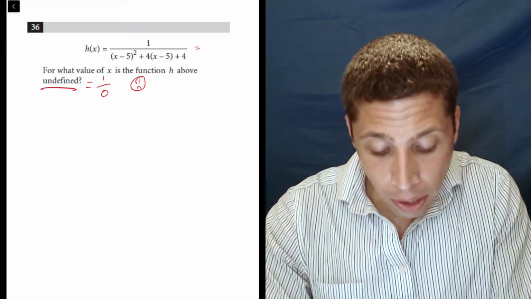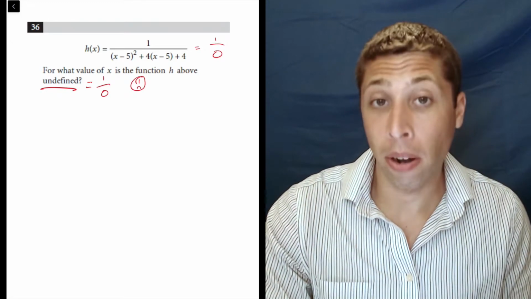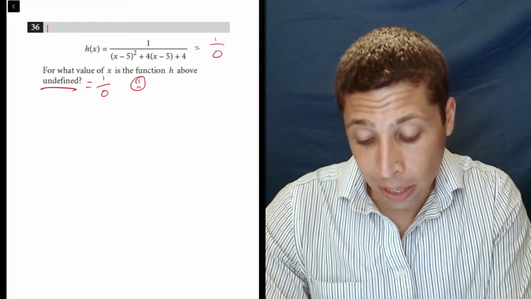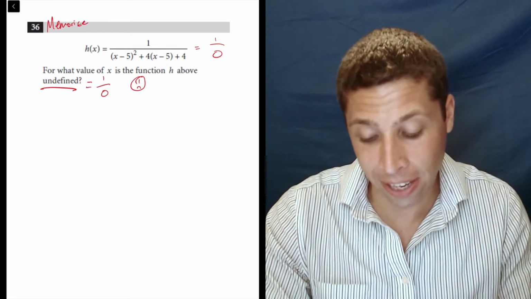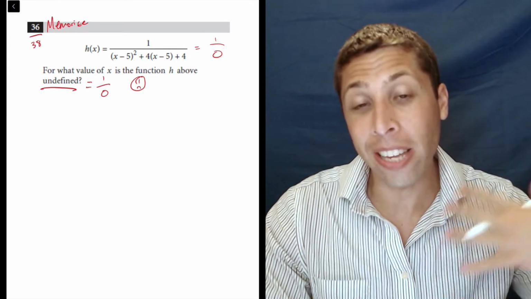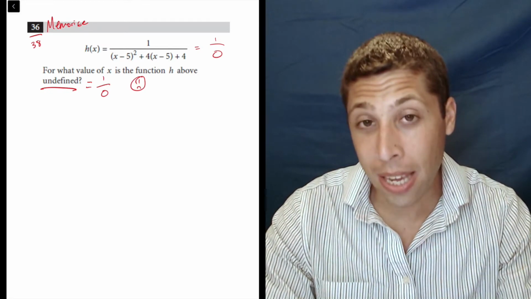So really what's going on here is we need to say, okay, when is this bottom part equal to 0? Now there's a trap answer that people fall for. And so we've got to be careful that we don't make that same mistake here. We're at number 36 out of 38, so we're getting near the end of the section. This is where I would expect some hard questions to be.